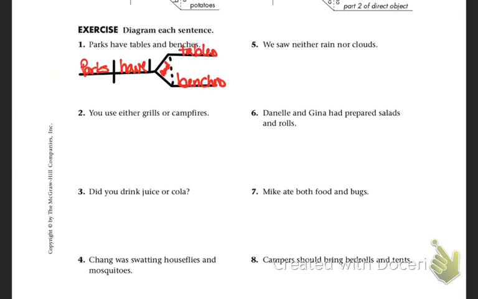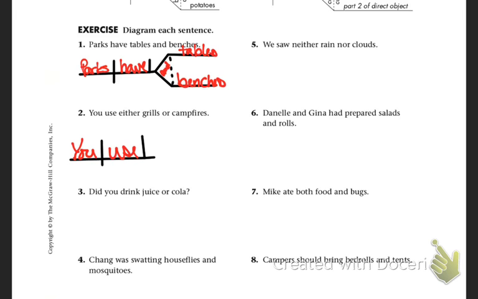Let's take a look at number 2 as well. What do I need first? You use either grills or campfires. What do I need first? Baseline. Then what? What's the subject? Look again. You. Yep. You. Then I need the subject predicate line. What do you do? Use. That's in the predicate. You use what? Either. So I need the direct object.